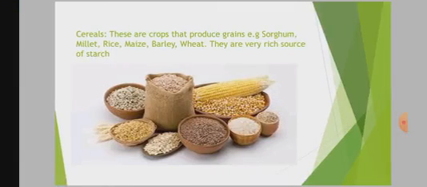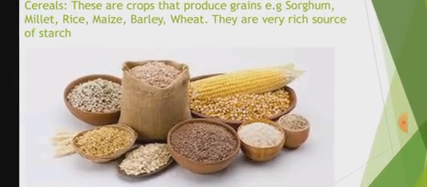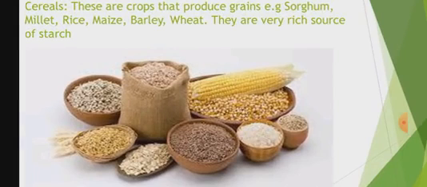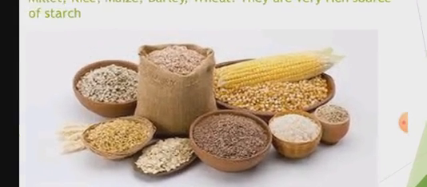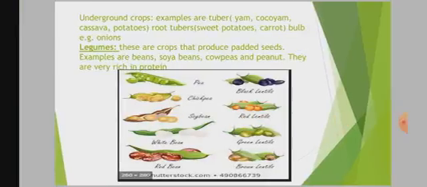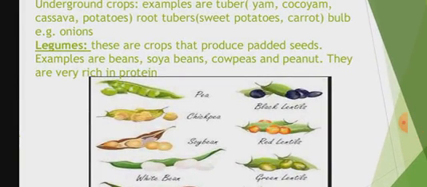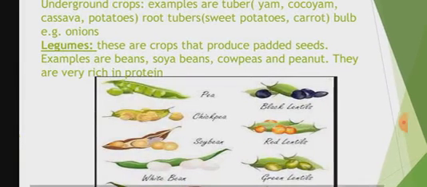Alright, let's go to what we call cereals. Cereals are crops that produce grains, e.g. sorghum, millet, rice, maize, barley, wheat. They are a very rich source of starch. That is what you can see on the screen there. Okay. We also have what we call underground crops. Examples of underground crops are tubers like yam, cocoyam, cassava, potatoes. We have root tubers like sweet potatoes, carrots. We have bulb. Example of bulb is onions.